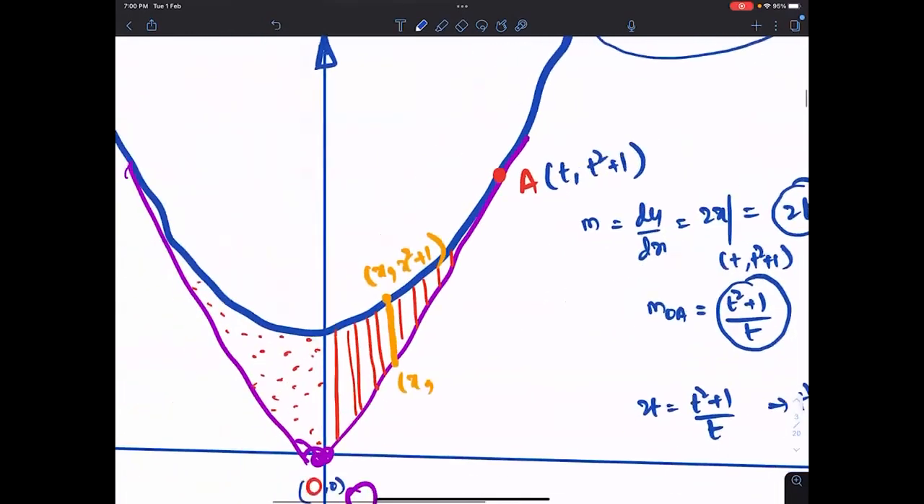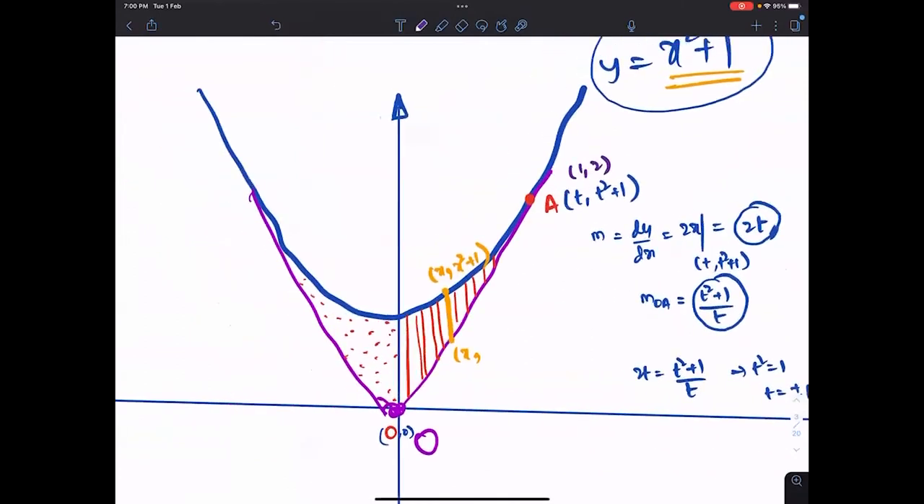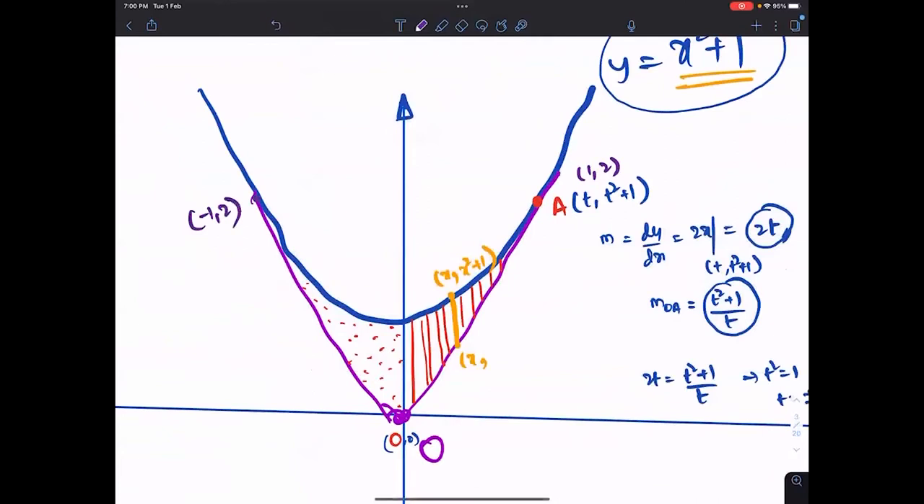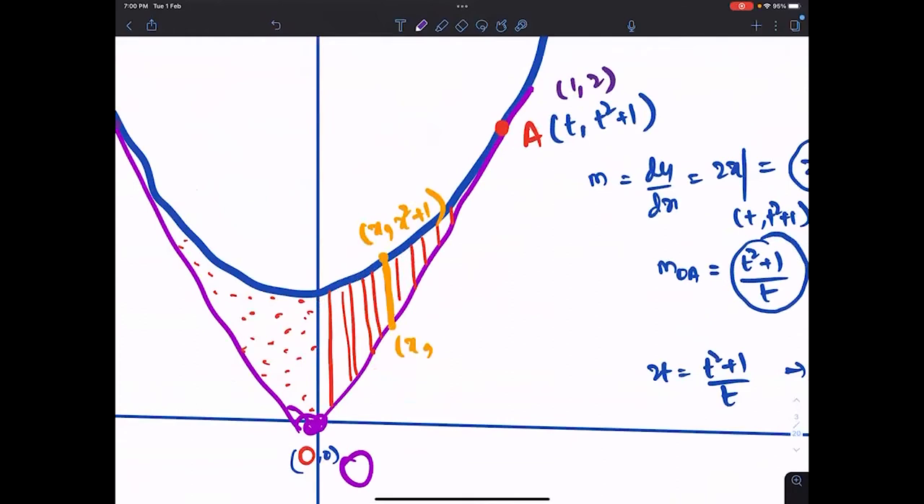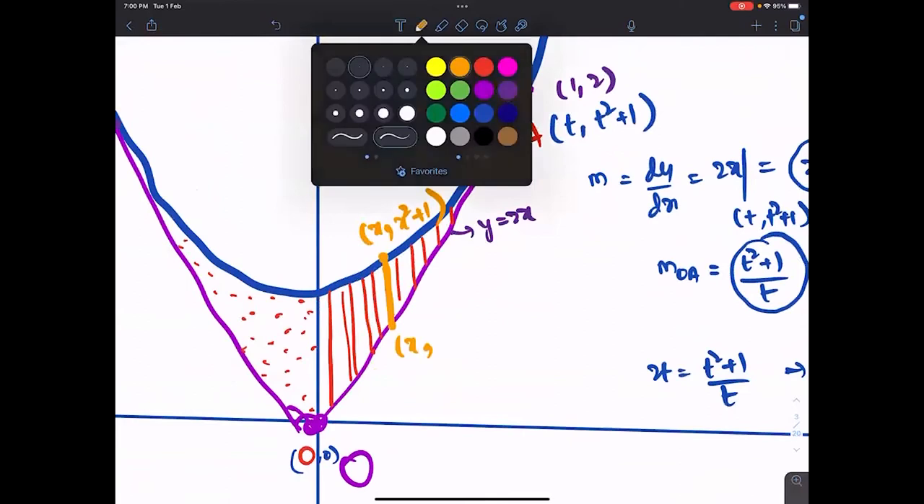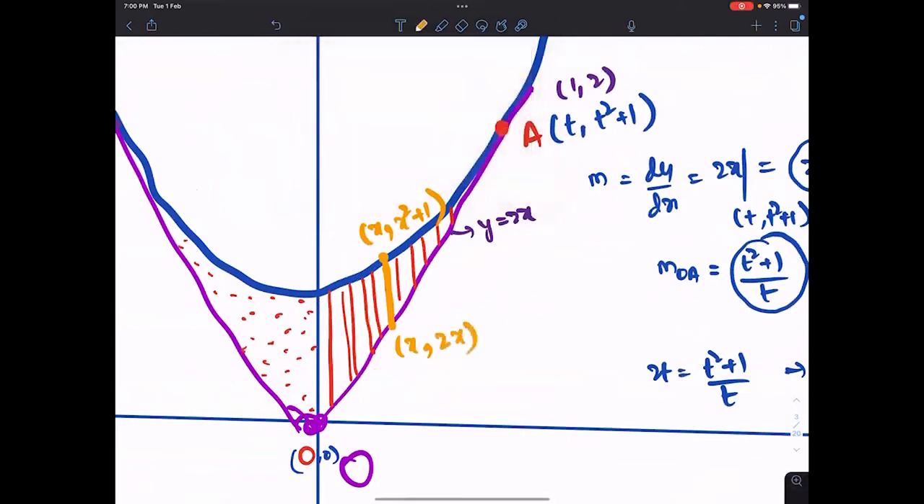So that means these touching points will be 1 comma 2, and on the left side it will be minus 1 comma 2. T can be plus or minus 1, we are getting. Once you get the touching point, the slope is nothing but 2t, that is 2 times 1, which is 2. So this line equation will be y equals 2x. So this point will be x comma 2x. The y coordinate will be 2x. Normally, both the equations will be given, but here it is given indirectly. That's why we are doing all this work. But normally, if you know both the upper and lower curves, then the height function will be the upper y coordinate minus the lower y coordinate.